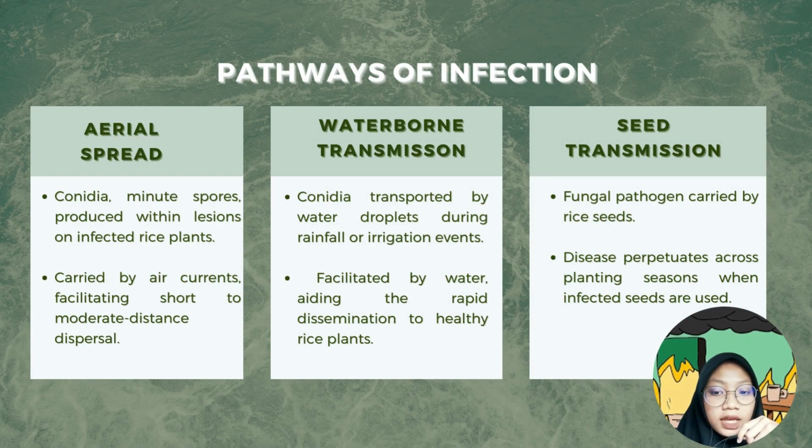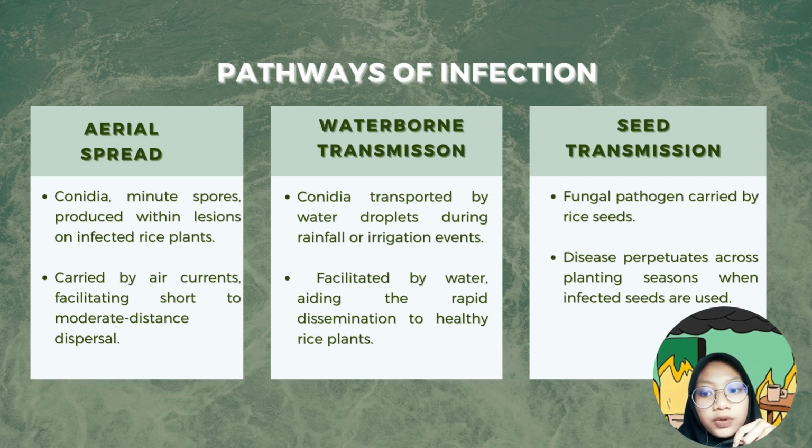Now to the fascinating modes of spread in the fields of rice plants. Imagine a tiny spore, conidia, produced within the infected rice section. This spore can act as a natural airborne carrier, carried by the wind to the neighboring crops. It's like the fungus catching a ride on the breeze, showcasing its adaptability and ability to move through the air.